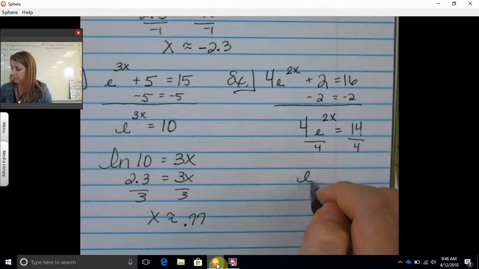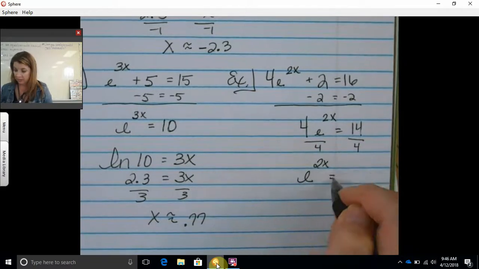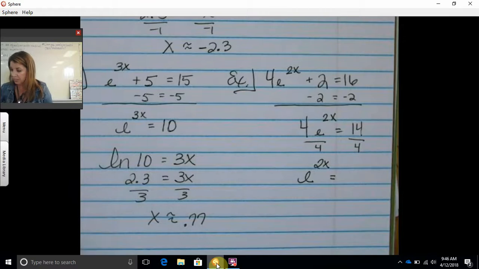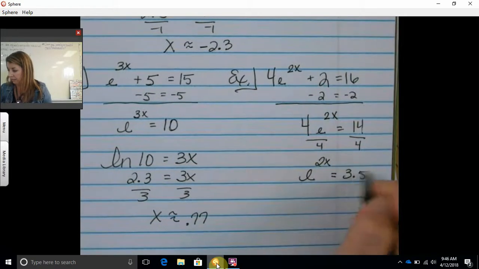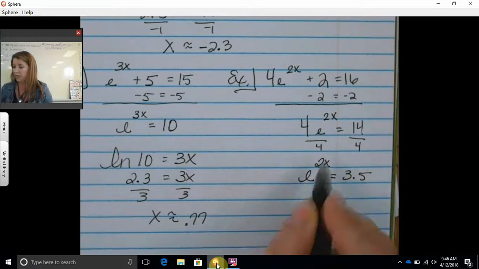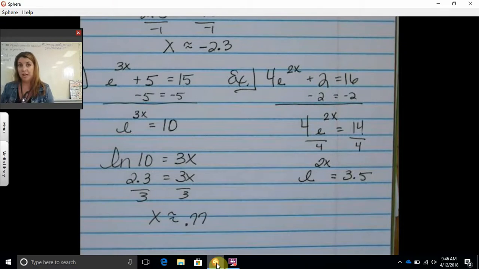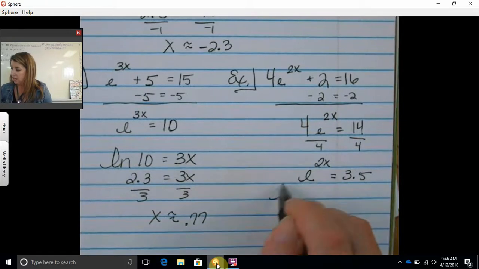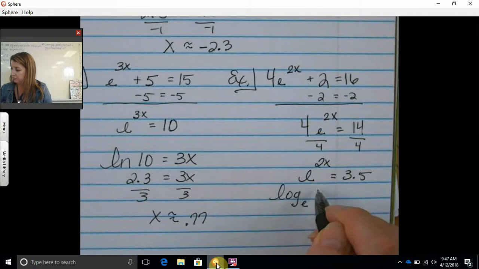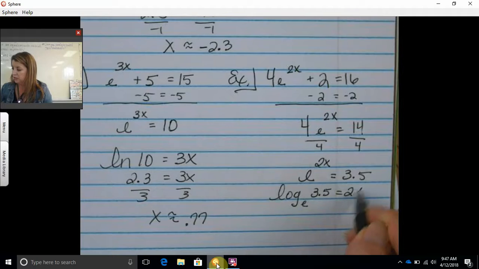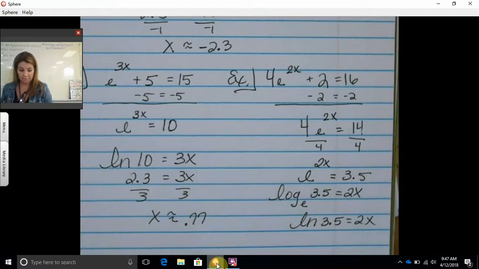So now I have e raised to the 2x equals 14 divided by 4, which is going to give me a decimal. Notice we have a lot of decimals. Yeah, and that's okay. Oh, I forgot. No, e raised to the 2x equals 3.5. Now can I write both sides with the same base? No. So I'm going to have to convert it to logarithmic form. So you can say log base e of 3.5 equals 2x, but really that's natural log of 3.5 equals 2x. That's how you're supposed to write it.